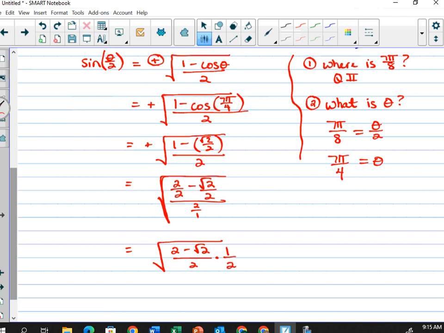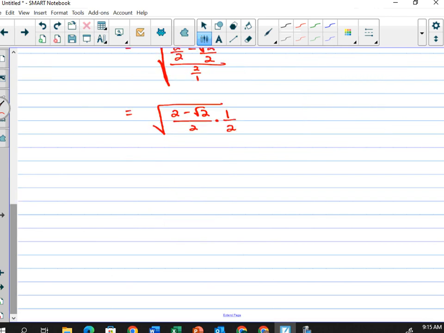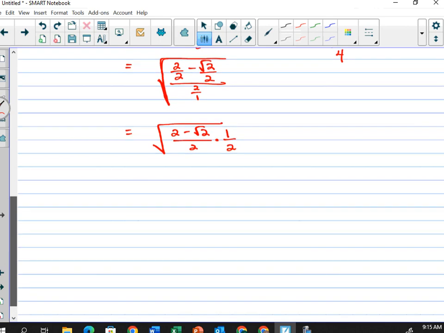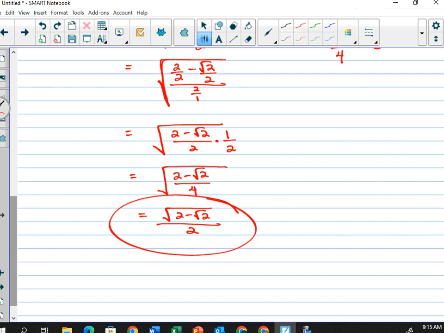So dividing by 2 over 1 is the same as multiplying by 1 over 2. Let me move that up a little. Let me do the last part and then I'll go back and answer whatever we have. So I've got 2 minus root 2 over 4, but what is the square root of 4? 2. So it's square root 2 minus root 2. That is your answer. Okay, questions?